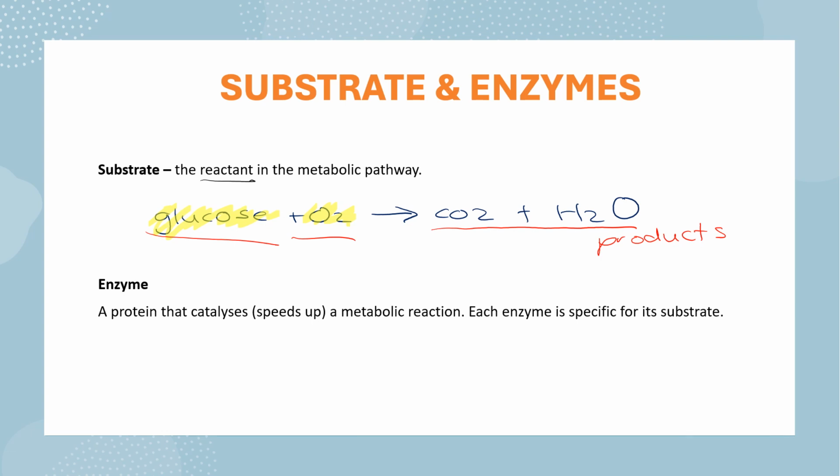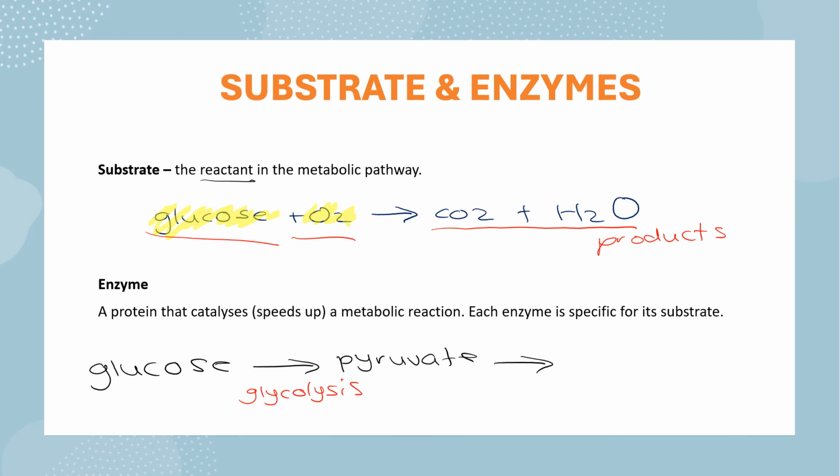The second thing that comes up is enzymes. They're actually proteins. They catalyze, so speed up, metabolic reactions. Each enzyme is specific for its substrate. That's really important because we know that this process above, cellular respiration, actually goes through many steps. So for example, we know that glucose goes through, we can write down here, glycolysis. And that's broken down into pyruvate.